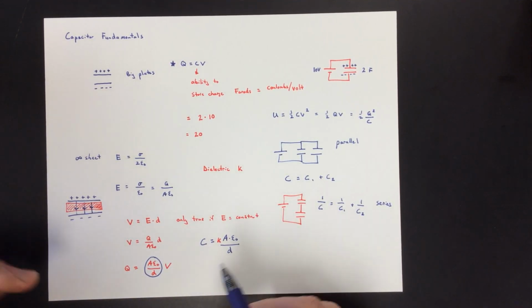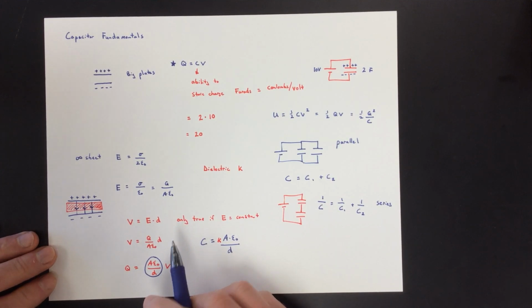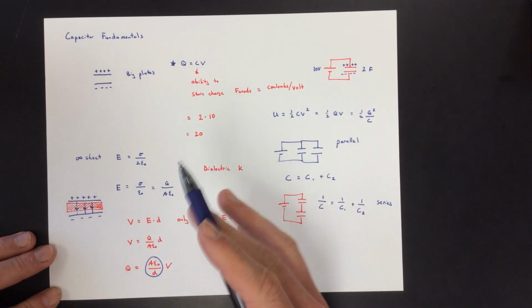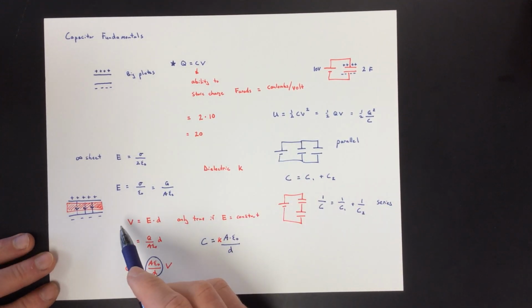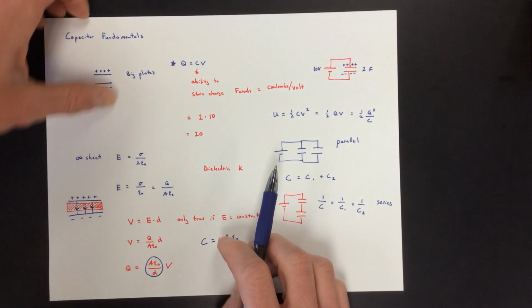And there are other capacitors. You can have cylindrical capacitors, spherical capacitors. Those are more complicated, things we can deal with later and look up. But 95, 99% of the time, when we're talking about capacitors, we're talking about parallel plate capacitors.